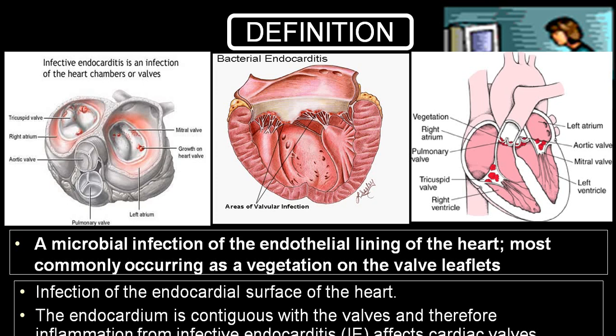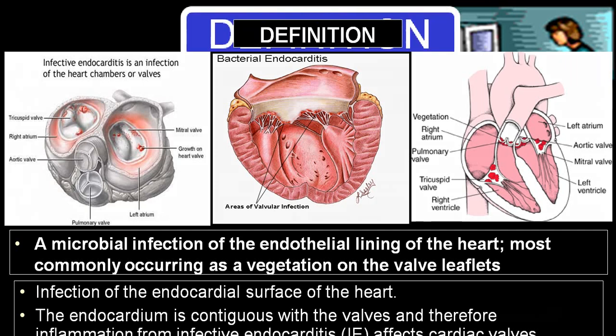So by definition, it is a microbial infection of the endothelial lining of the heart, and most commonly valves are involved. So there are vegetations on the valve leaflets. This infection is on the endocardial surface of the heart. The endocardium is contiguous with valvular structures, and therefore inflammation from infective endocarditis affects cardiovascular valves. The most common valve involved is mitral, second most common is aortic, then come tricuspid and pulmonary valves. So the commonest valve to be involved by infective endocarditis is the mitral valve.